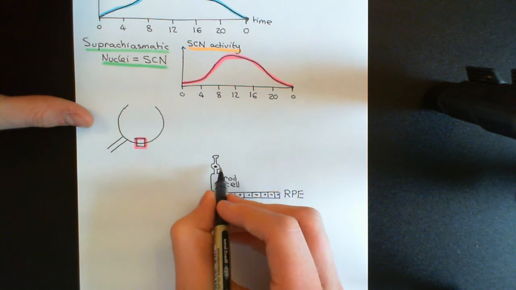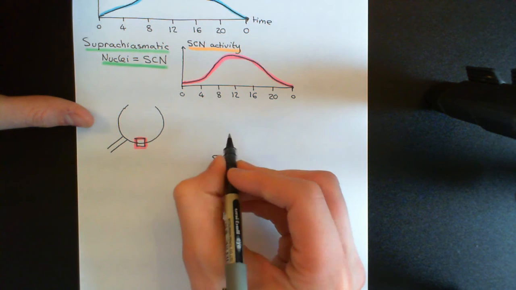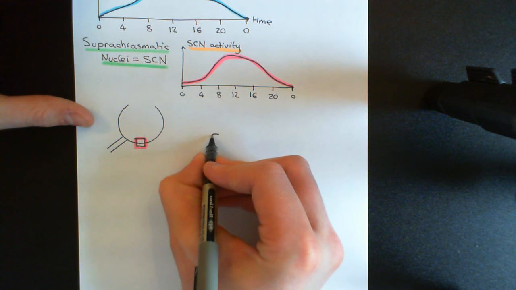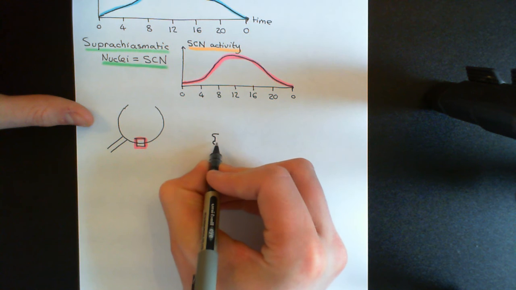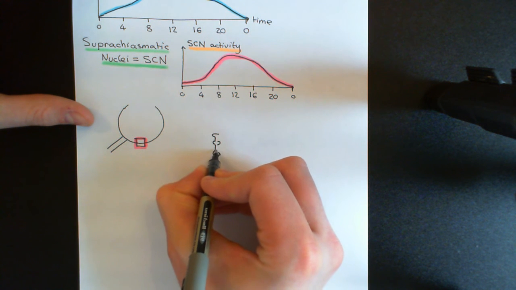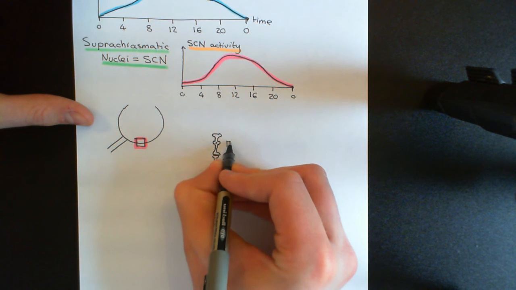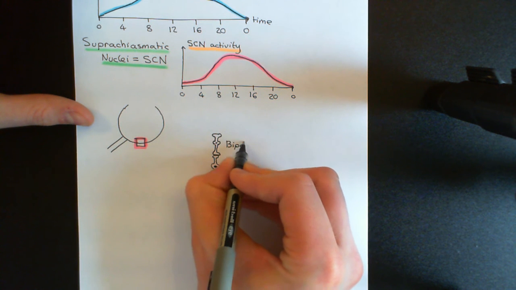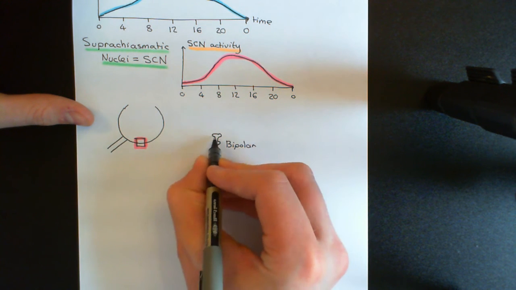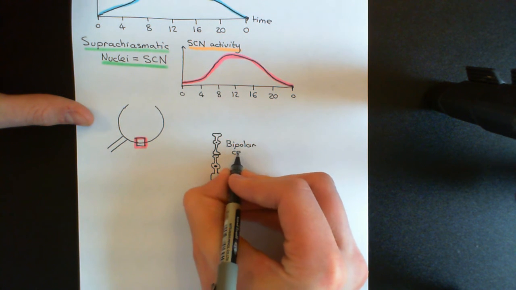Okay, now when light comes in, it will activate the rod cell, and the rod cell is going to pass on the message to another neuron. Okay, there's a bipolar cell which has two processes coming off its cell body like so. So this is a bipolar neuron or a bipolar cell. It's called bipolar because it's got two sides: one process and another process. So this is our bipolar cell.